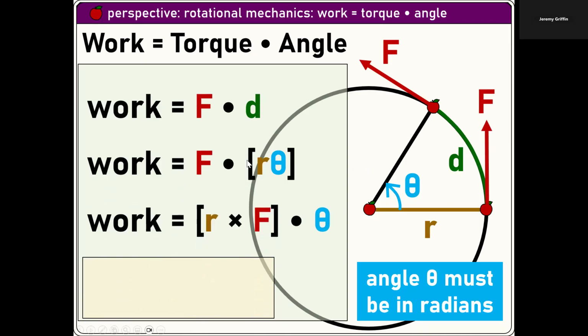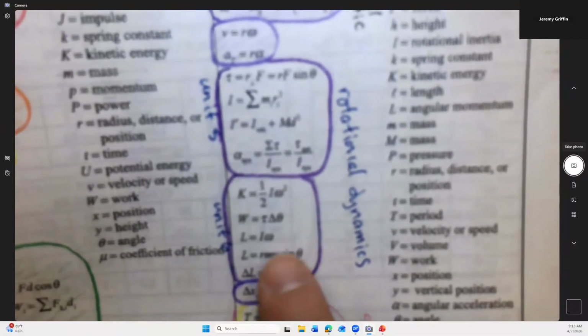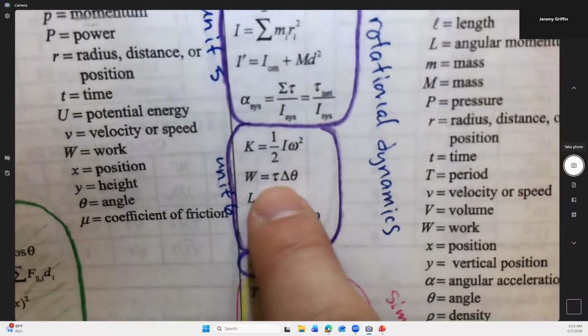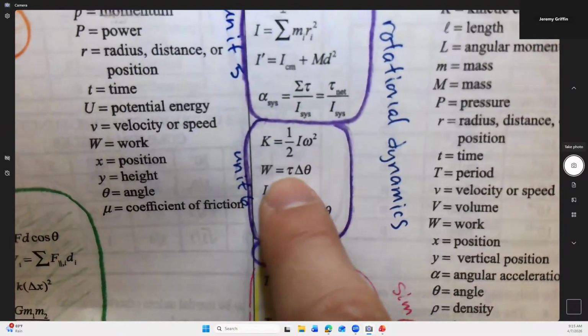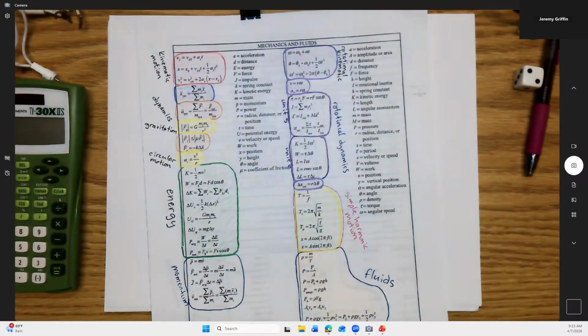Right. And then what if I categorize these variables differently? What if I organize them? So R cross F. Hey, what is R cross F? The torque. Okay, so torque times angle. Yes, torque times angle represents the amount of work that you did rotating that disc. That is one of the formulas on your page. I'm going to do the derivation for the slides, but it's right here: work equals torque times the change in the angle. Torque times change in angle. It's right there. That's where it comes from.